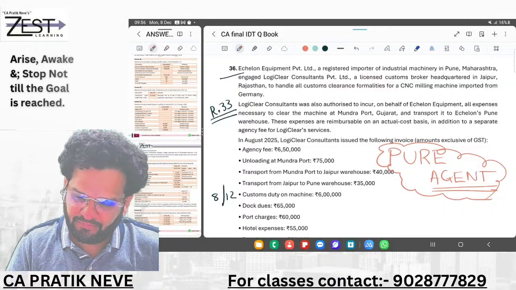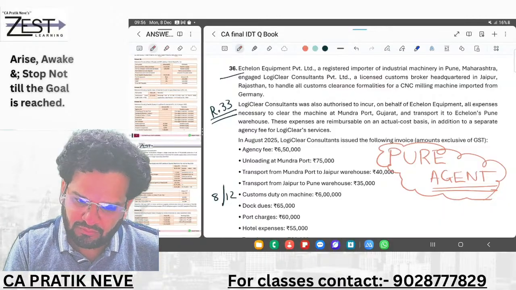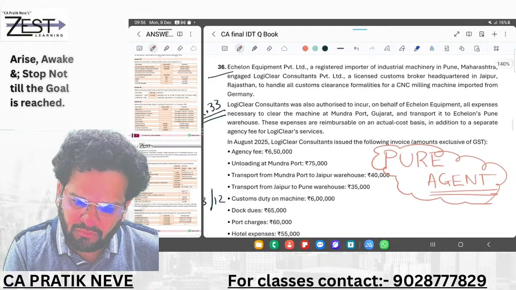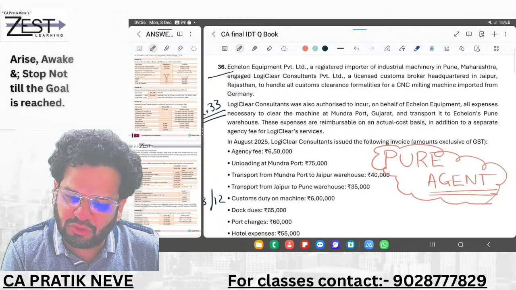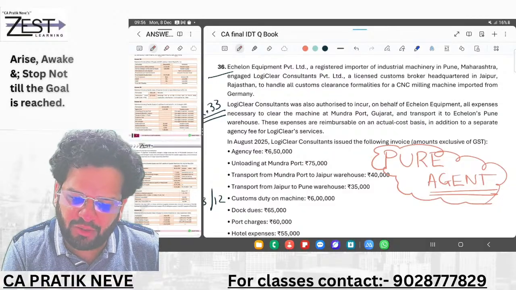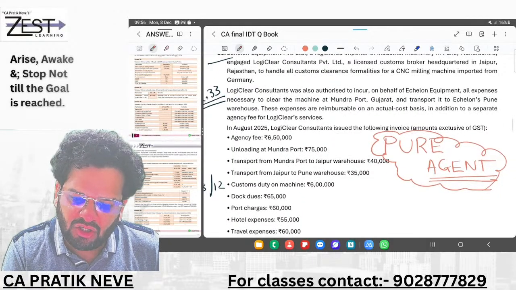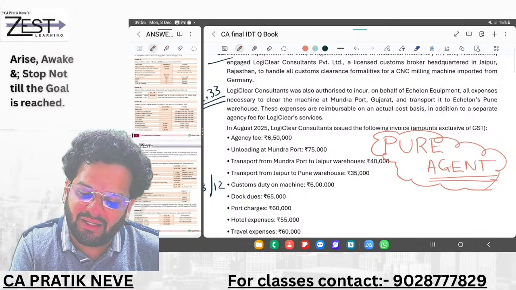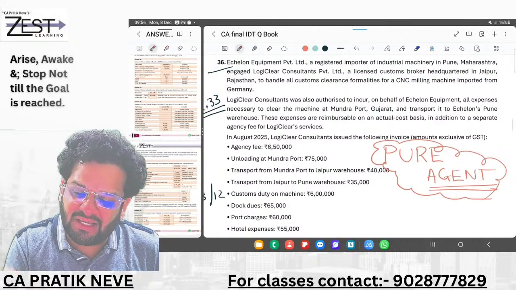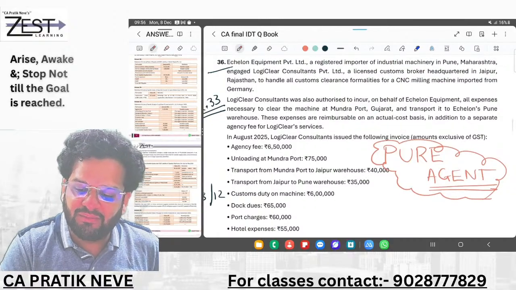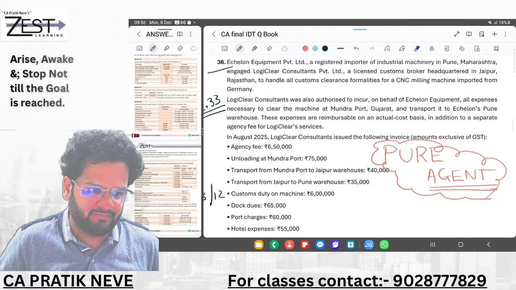Getting it? So let's see now. EE Private Limited, registered importer of industrial machine in Pune, Maharashtra, engaged Logiclear Consultants, licensed customs broker headquartered in Jaipur, to handle all custom clearance formalities for a CNC milling machine imported from Germany.